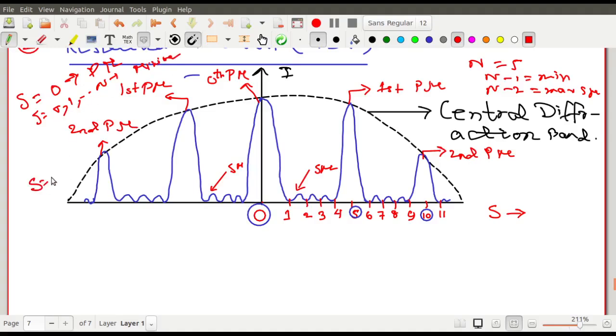And S equal to n is not possible again. N will not be possible because n gives you what? N gives you another principal maxima. N gives you another principal maxima.